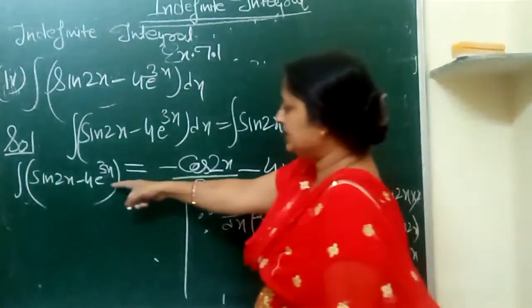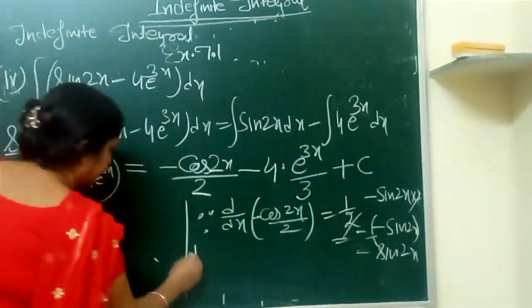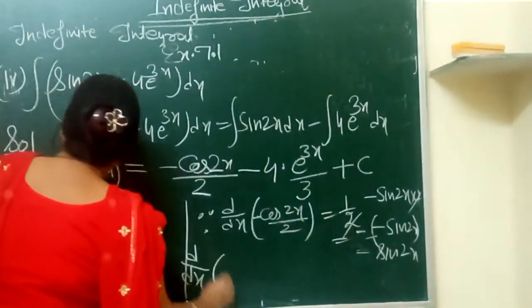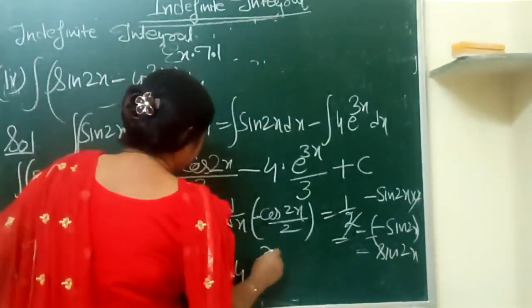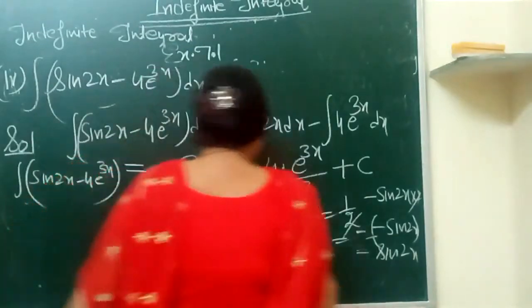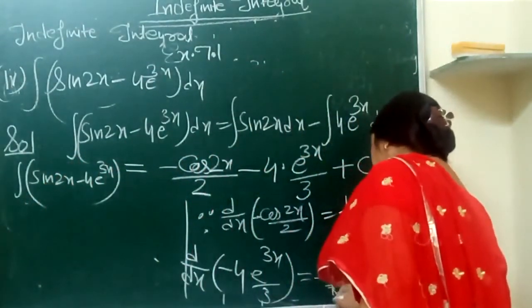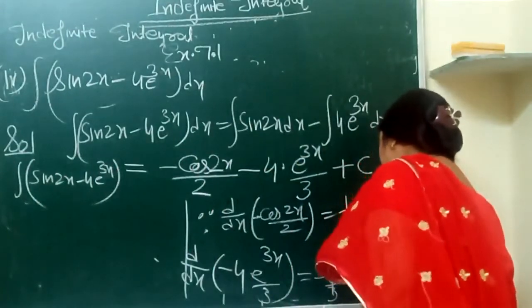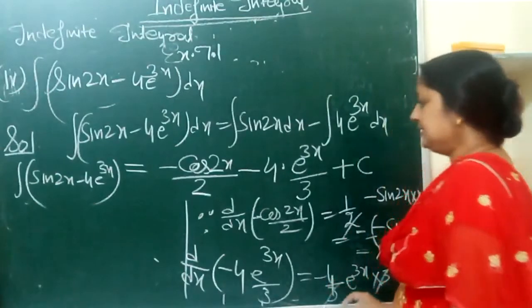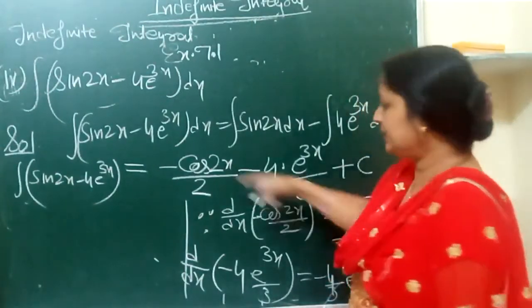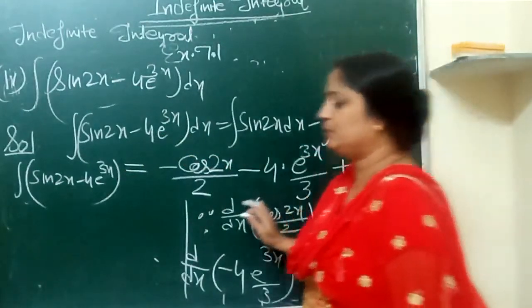Now check the derivative of this term. After this I am writing here derivative of minus 4 e raised to power 3x upon 3. Now minus 4 upon 3 is outside. Derivative of e raised to power 3x into 3. 3 cancel. What is coming here? Minus 4e raised to power 3x. This is the inspection of question number 4.